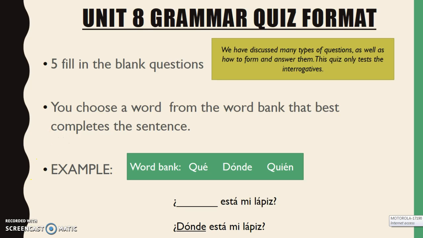Okay, also remember we've discussed many types of questions, how to form them, how to answer them. This quiz really only tests the interrogatives, so like your question words, what, where, why, when, etc. So just kind of keep that in mind and make sure to review that. We'll review that as well in the video.